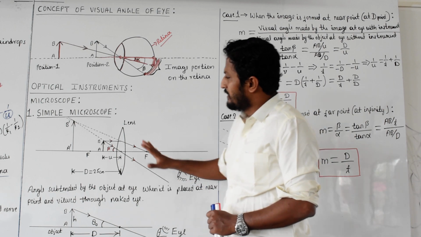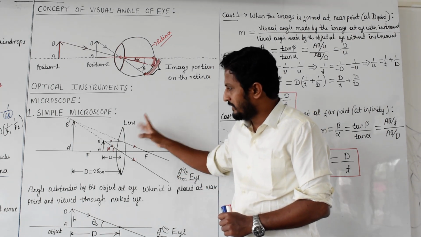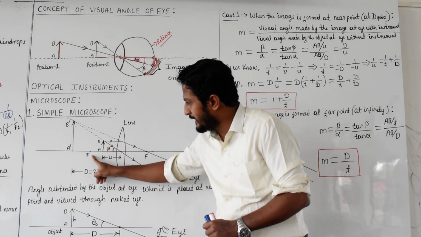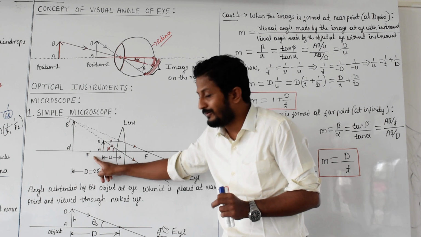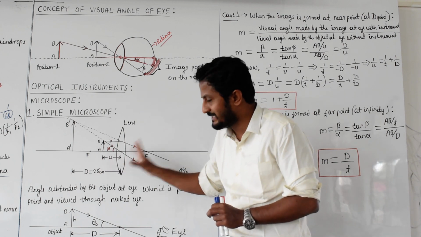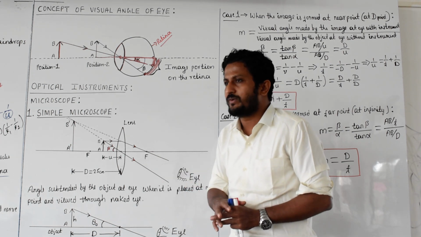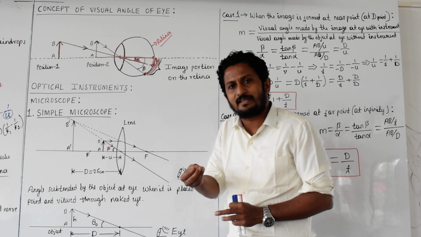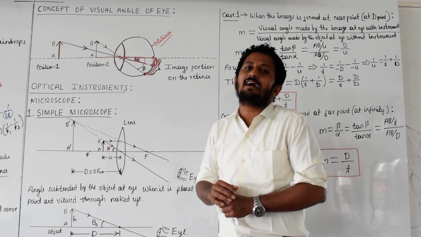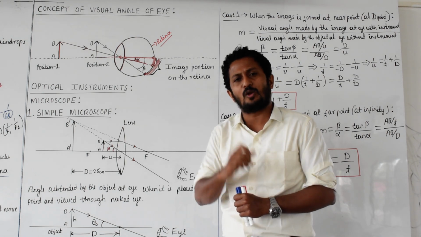See here, look at this diagram. Here it is a lens. Here I have mentioned capital F. Capital F is the principal focus point of this lens. Now here we are going to get the magnified image of the object, a very small object.